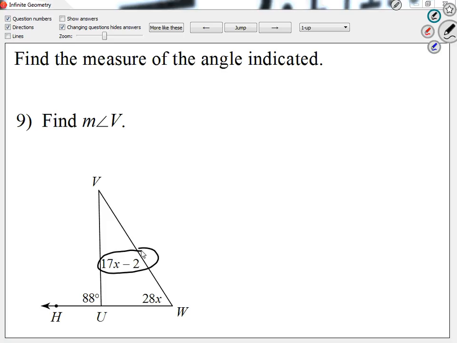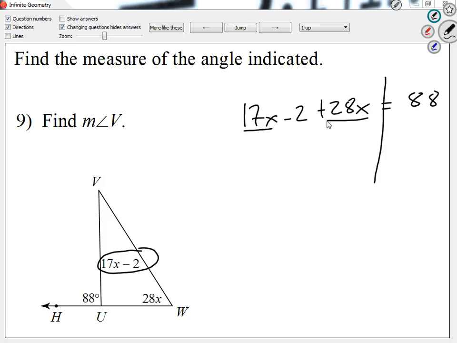The way we're going to solve for x, I'm going to add the two interior angles. I'm going to go 17x minus 2 plus 28x is equal to 88. Let me simplify the left. How much is 17x plus 28x? 45x, okay. 45x minus 2 is equal to 88. We just simplified the left. My minus 2 on the left, let me move it to the right as a plus 2. And we switch the side.